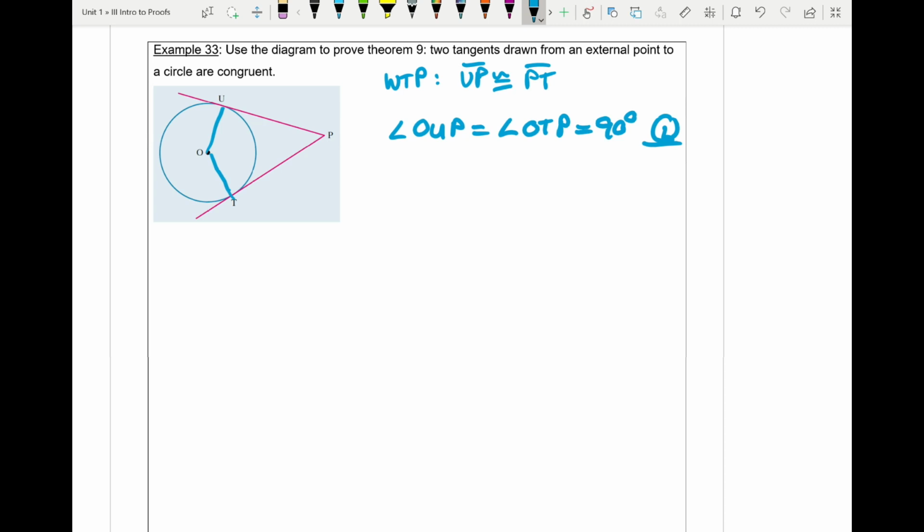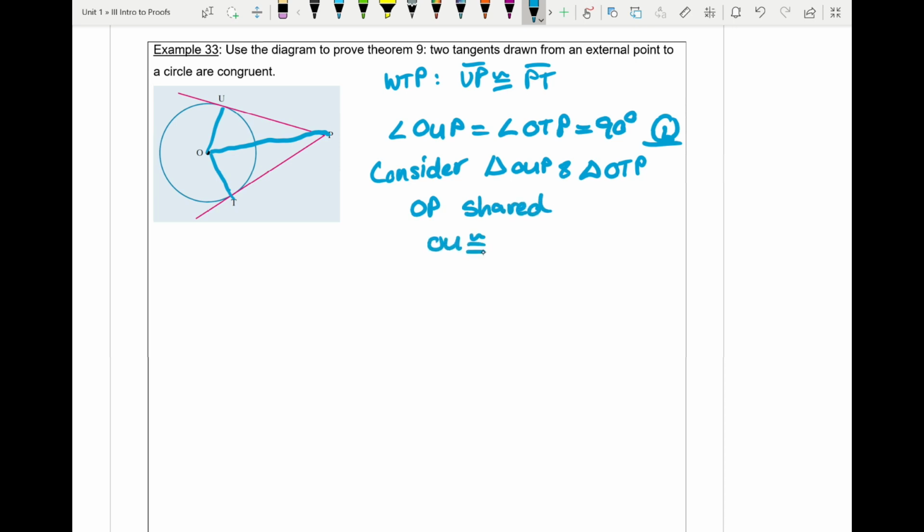But this is not a triangle, this is a quadrilateral. So what we also want to do is take a line from O all the way up to P, so we now have two triangles. So consider the triangle OUP and the triangle OTP. We want to show that these are congruent. Well, OP is shared. OU is congruent to OT because they're both radii. And then we have that angle OUP is equal to angle OTP is equal to 90 degrees.